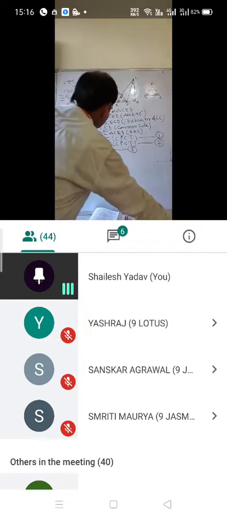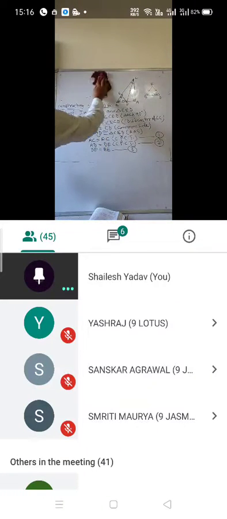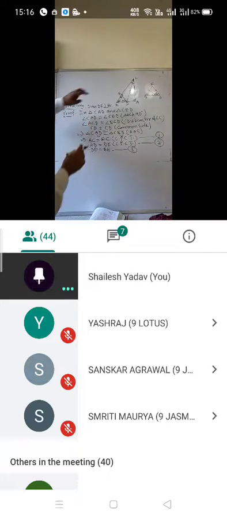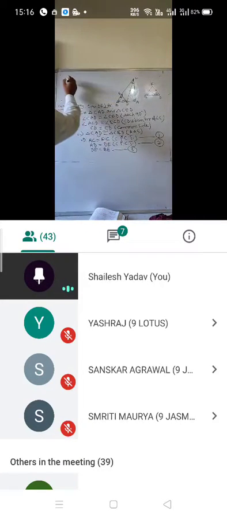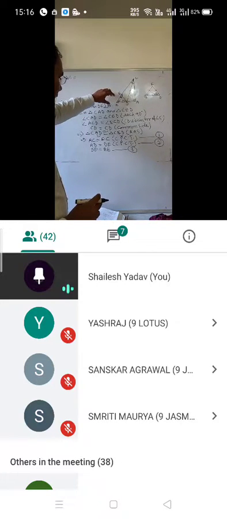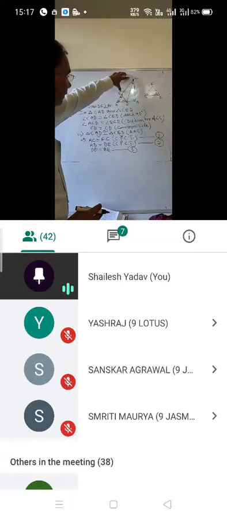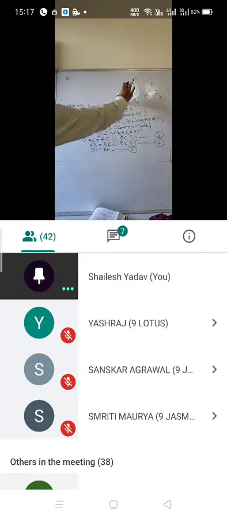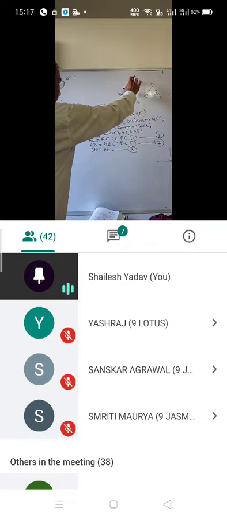Now I am going to erase that upper portion. Now students, in the proof, what do you need to prove? AC plus AD equal to BC. Now I am going to take BC. From the diagram, BC can be written as BE plus CE.